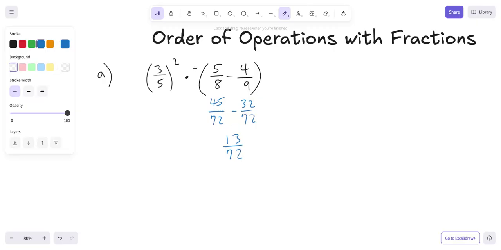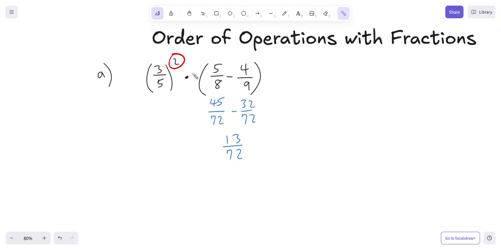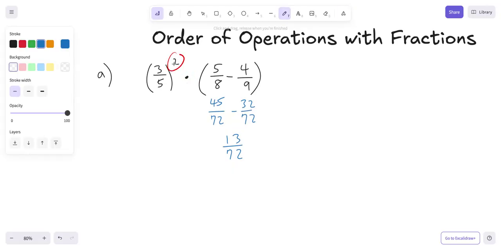Next, I need to do exponent and then multiply. So exponent's next. That's going to be 3/5, not times 2, but times itself. 3 times 3 is 9. 5 times 5 is 25. Okay, so I have 9/25 times 13 over 72.